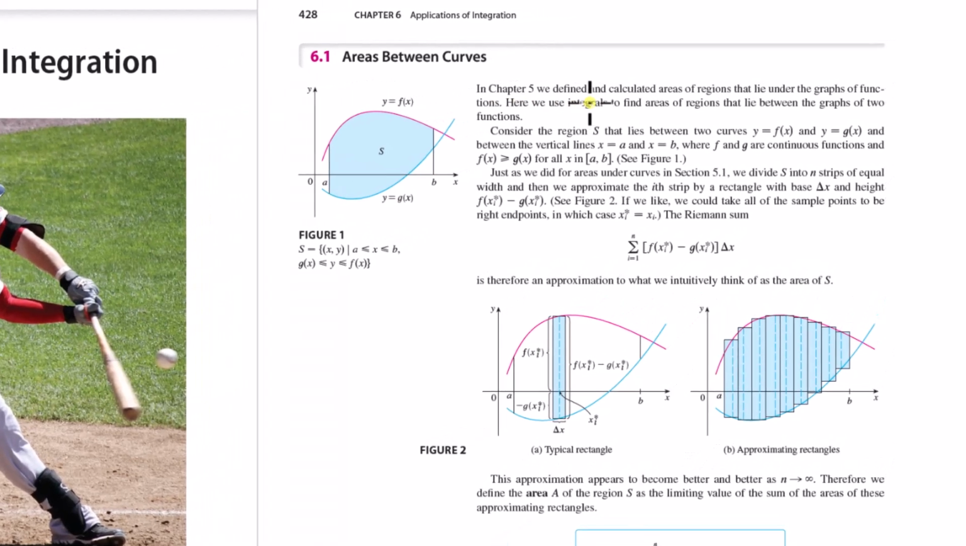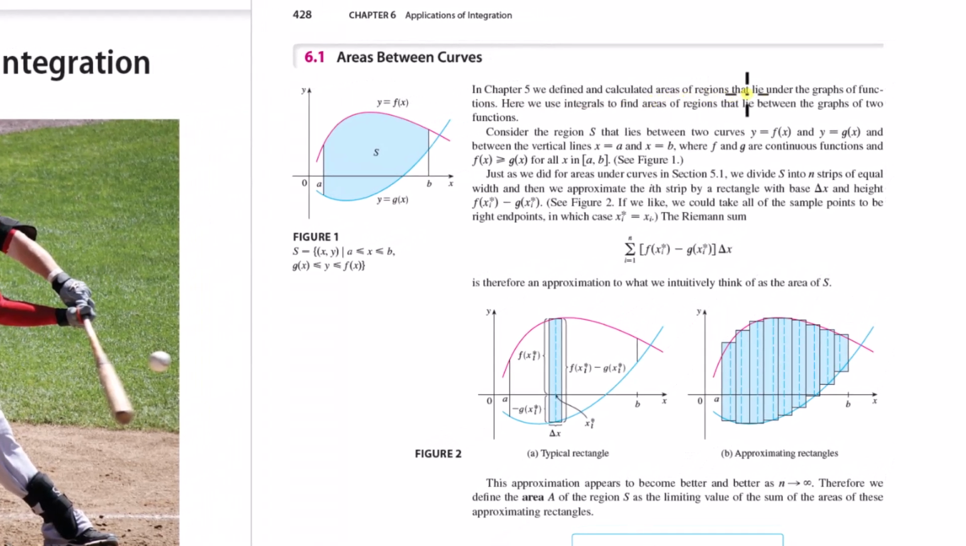In Chapter 5, we defined and calculated areas of regions that lie under the graphs of functions. Here we use integrals to find areas of regions that lie between the graphs of two functions, like shown here. When we developed integration, we strictly looked at the area under the curve, or between the x-axis and the curve. So you can see here we're looking at the idea of what is the area between two curves.